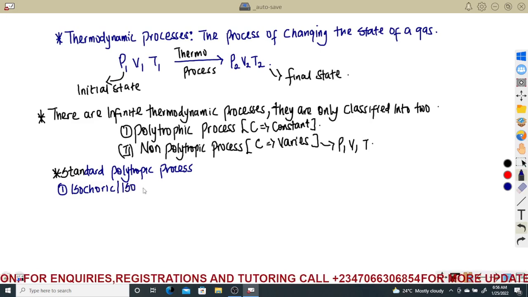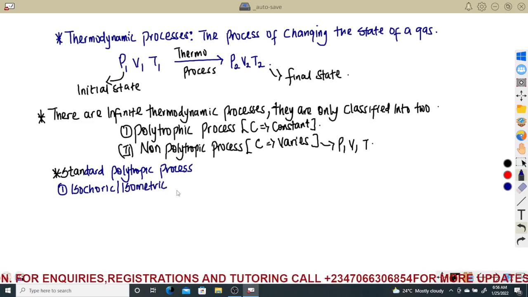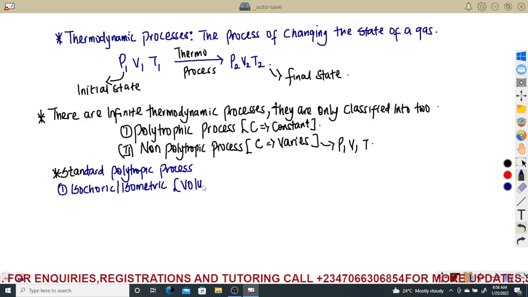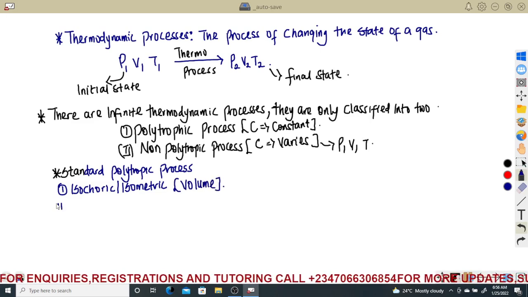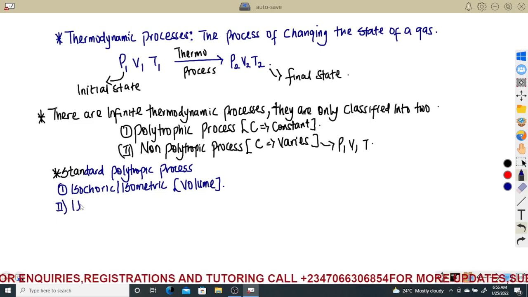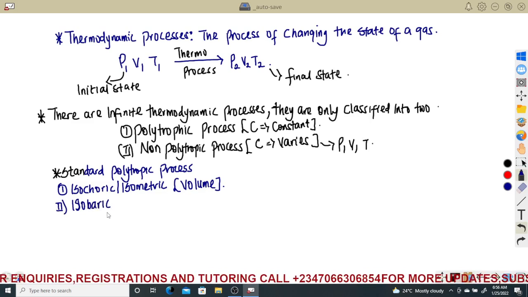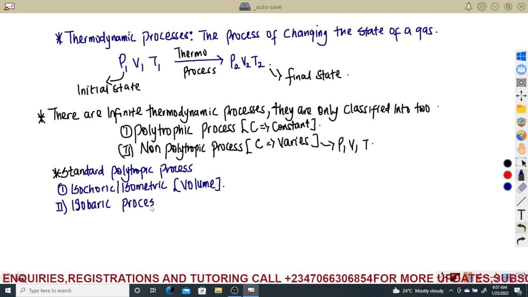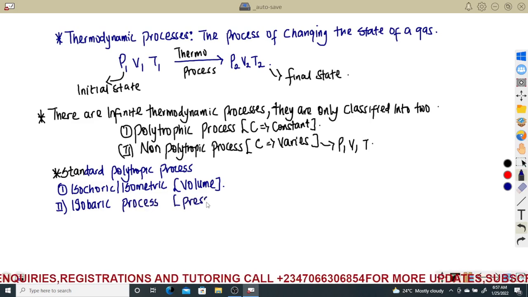Please be careful because of exams. That is why I'm writing everything that I believe is important. Isometric is when volume is constant. Please note that. The second process we define is what we call isobaric. From the word baric, pressure is what we talk about. Isobaric process means the pressure is constant.